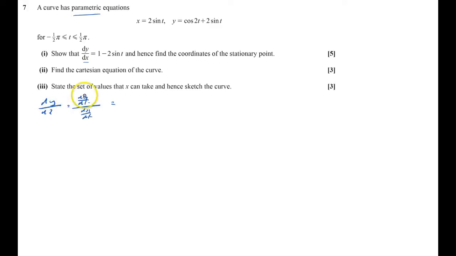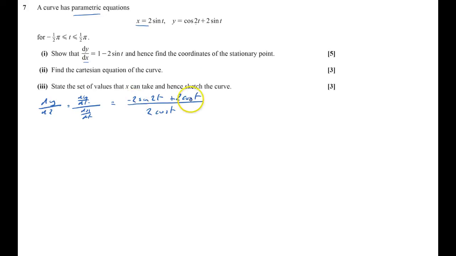So differentiate y. Differentiate cos 2t. That will give us minus sine 2t, but I also have to differentiate the 2t to get minus 2 sine t. Plus differentiate 2 sine t, I get 2 cos t, and that's all over differentiate x, 2 sine t, and that will give us 2 cos t, just what I've just done.